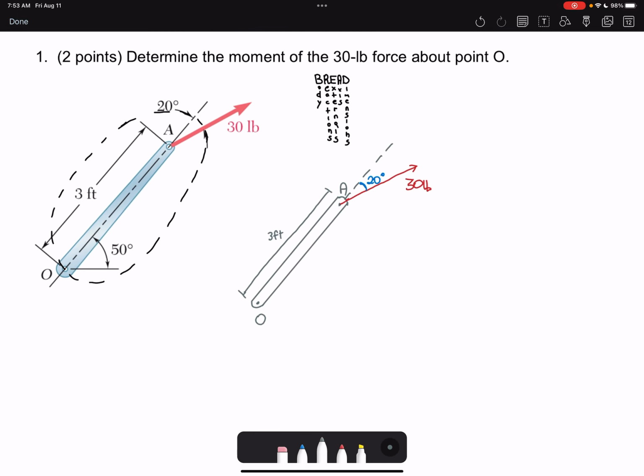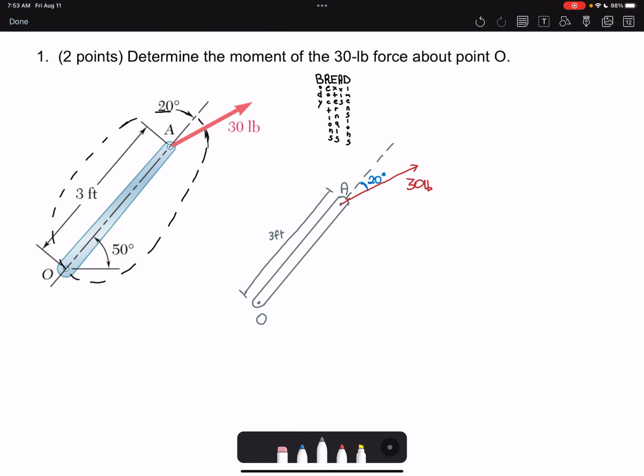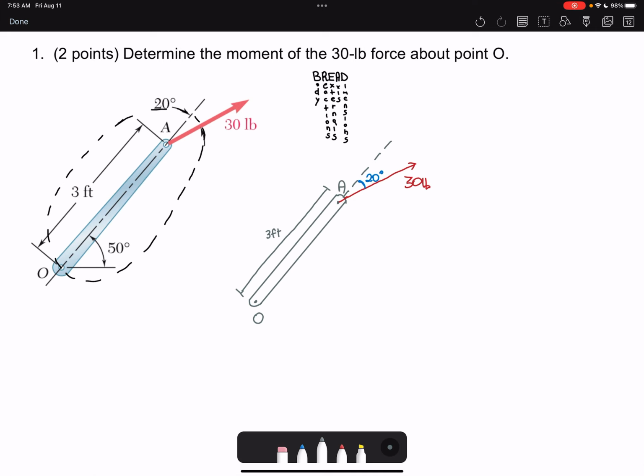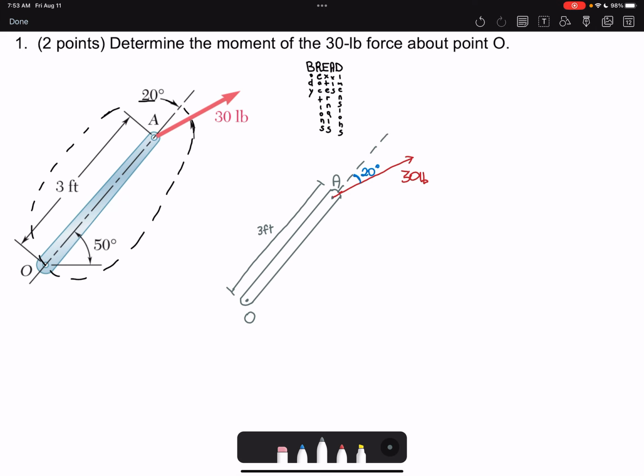In the moment of the 30-pound force about the point O. So we had this figure. Now we want to draw a free body diagram. I used the BREAD acronym to make sure I did everything. So here I have my body, which is pretty much the same as before, but usually you want to make it a little bit simpler, but in this case it's already pretty simple.